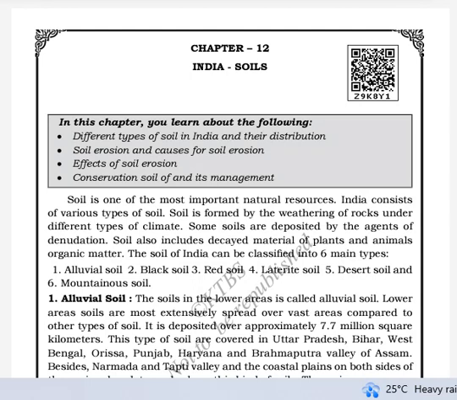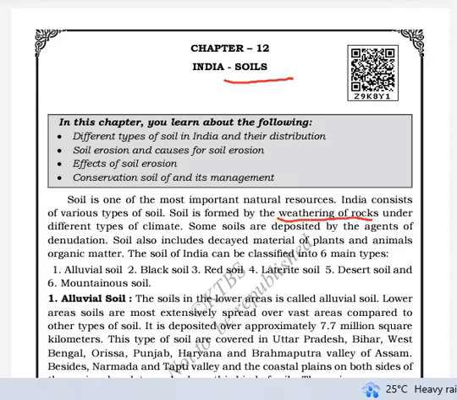Okay, the most important thing over here that you should know, that soil is a very important natural resource which is given to us by the nature. And in India we have different types of soils, and all the different types of soils have different features, different characteristics. Different soils are used for growing different types of crops. Now the question comes over there, that from where does the soil come? How do we get the soil? The soil is formed by the weathering of rocks.